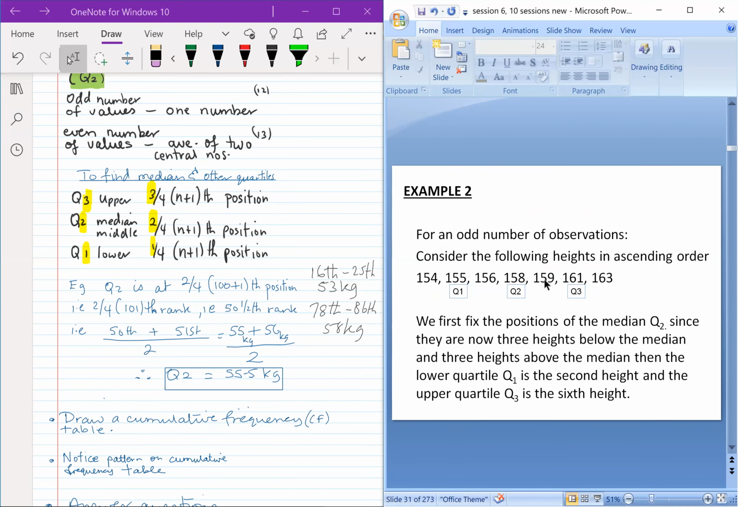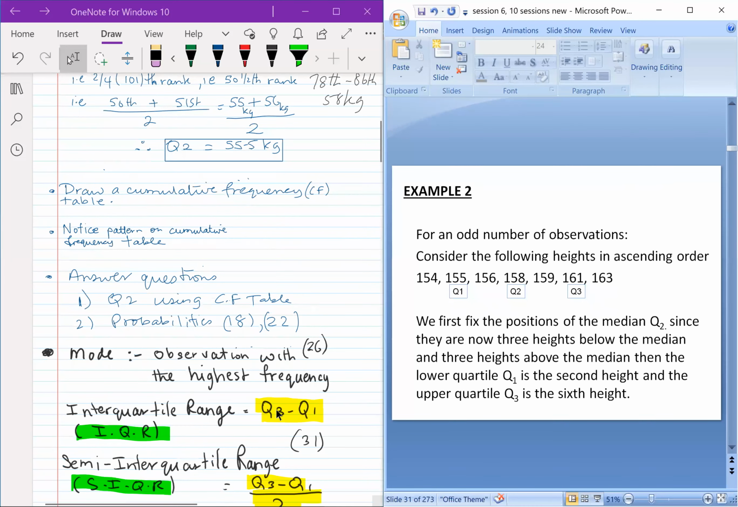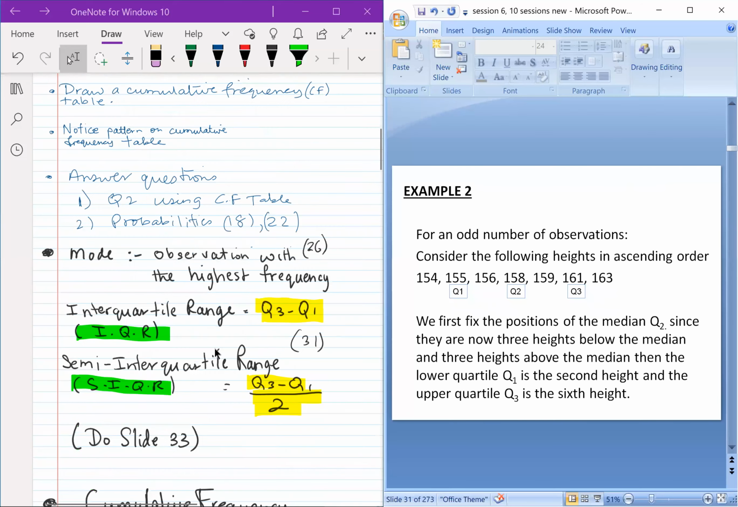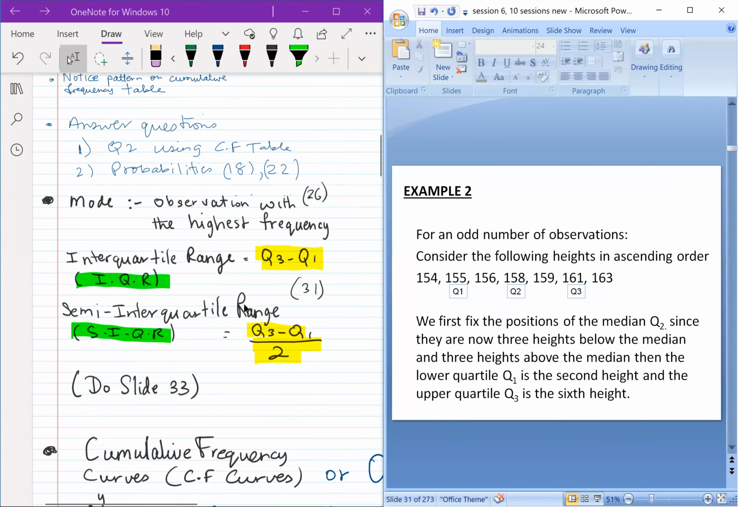So let's look at this simple one here. And they said, consider the following heights, which have already been placed in ascending order. If it was not, then you would have to, right? If you want to find the quartiles and then find something called the interquartile range and something called the semi-interquartile range, then of course you must have it in ascending order.